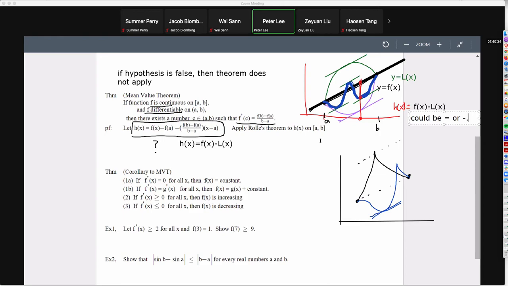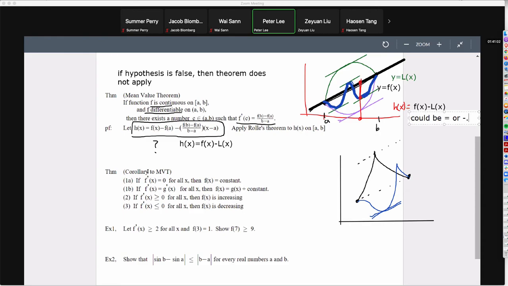Okay, so that's the mean value theorem. Now let's get to the corollary. The corollaries are theorems which follow immediately from the mean value theorem. Once again, a corollary is a theorem which immediately follows from another theorem. So corollaries are theorems too.